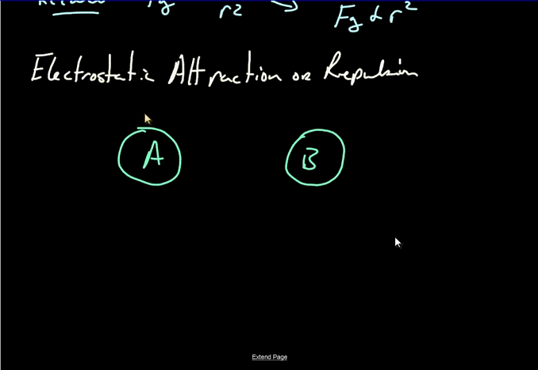Let's say this is 1 times 10 to the negative 5 coulombs, and it's positive. Let's make this 2 times 10 to the negative 5 coulombs. We'll also make that positive. Okay, so first question, will these repel or attract? They will repel.